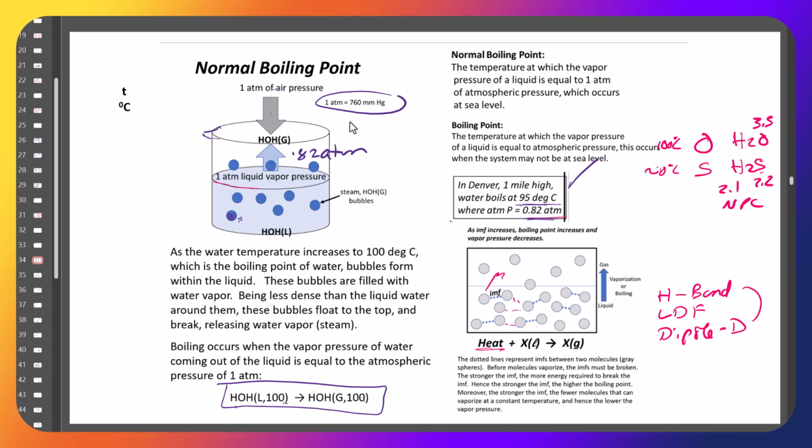So the boiling point is lower at 95. So boiling point depends on altitude. The word normal means we're at sea level. We'll assume in all of our problems that we're at sea level. Boiling point also depends on intermolecular forces.